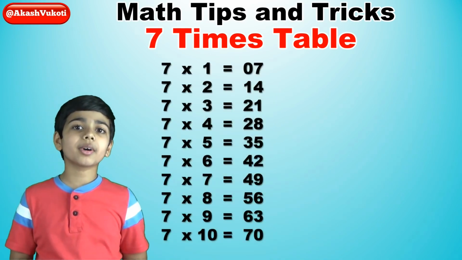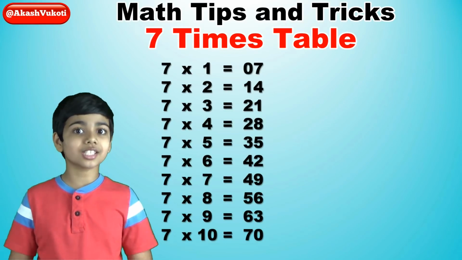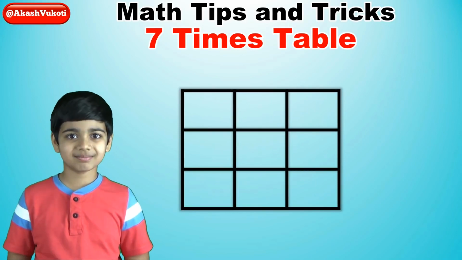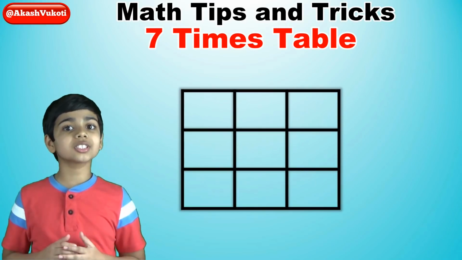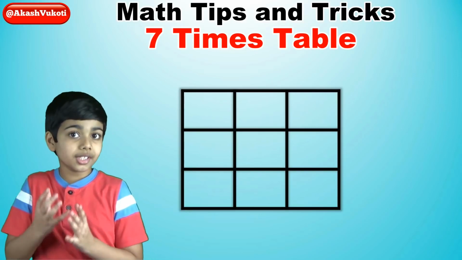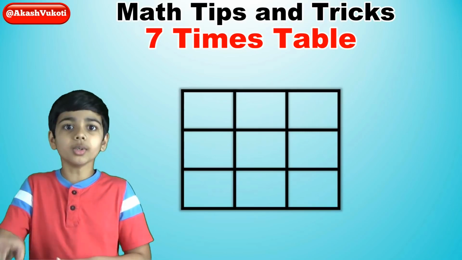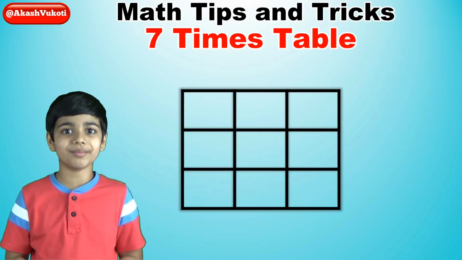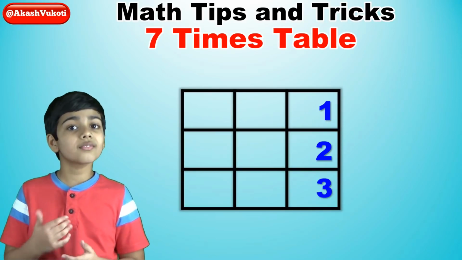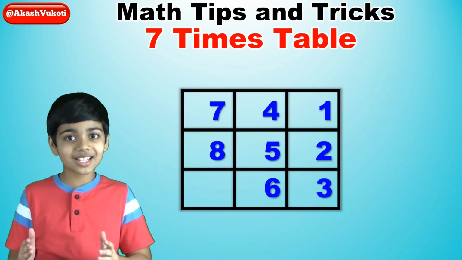Now, let's begin by drawing out a 3x3 tic-tac-toe grid, as you can see behind me. Now we can begin learning the trick. For the ones digits, we go all the way to the top right box and write down the numbers from 1 to 9 by starting in the rightmost column and going back over to the leftmost column. So, 1, 2, 3, 4, 5, 6, 7, 8, 9.